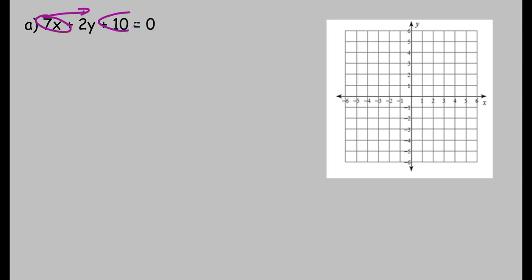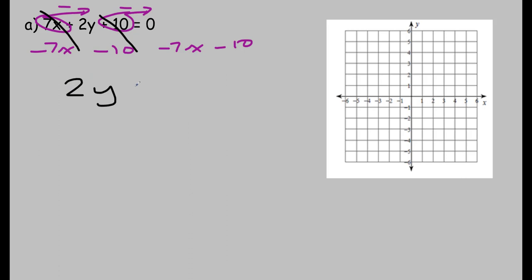the x variable as well as the constant if that was the case, and you do that by doing inverse operations, which is in this case subtracting. So I'm going to subtract 7x and subtract 10 on both sides. Some of you wanted to do this in 2 steps and that's fine. 7x minus 7x is 0, so those go away. 10 minus 10 is 0, and so I'm left with 2y equals 0 minus 7x minus 10.